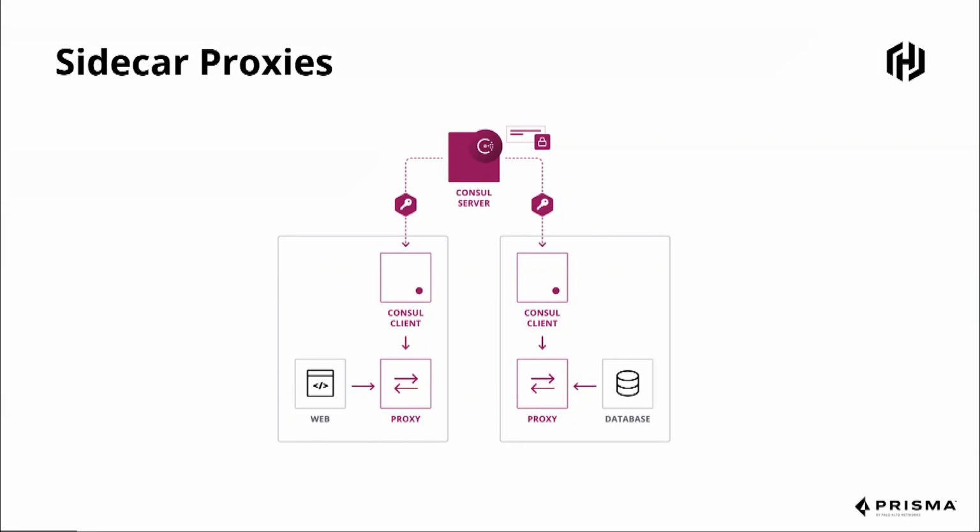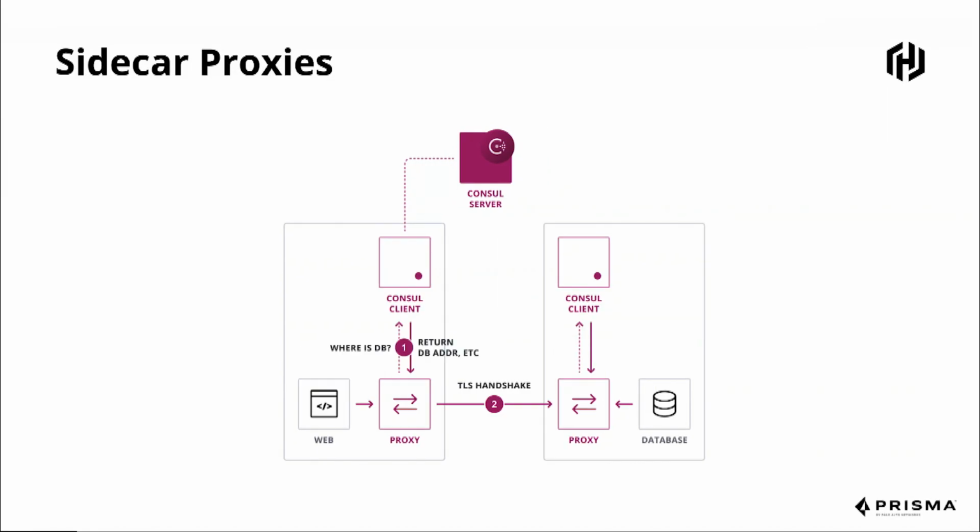So in our example of our web server with the database running in Kubernetes with the injection turned on, we can see we have our web service here with our proxy. And when we make the first request to the database, what happens is that proxy gets the request from the web service and goes and talks to the Consul client running on the node that it happens to be on. And that works with the Consul server to find out where the database server is and what the address is. And then your web proxy opens a TLS handshake connection to the database proxy instance.